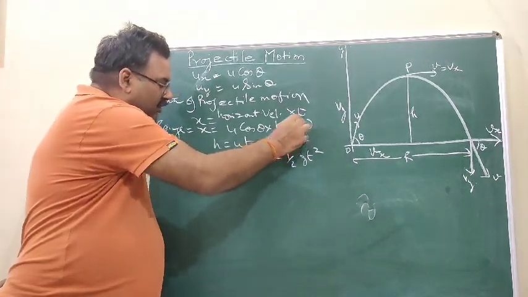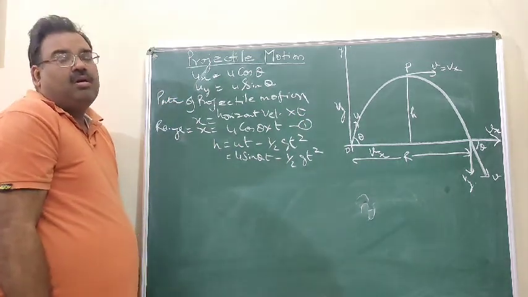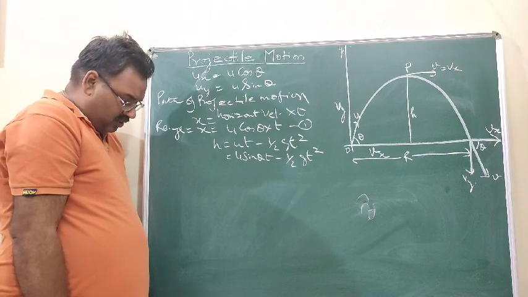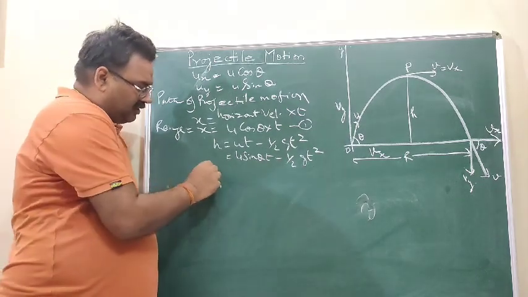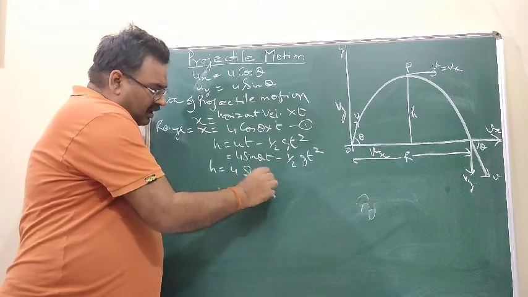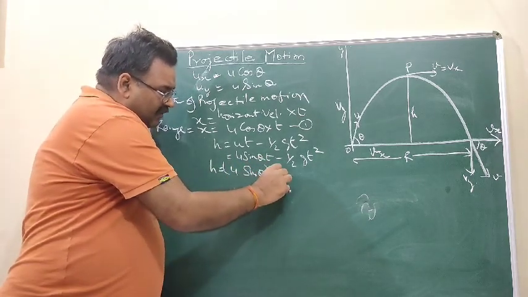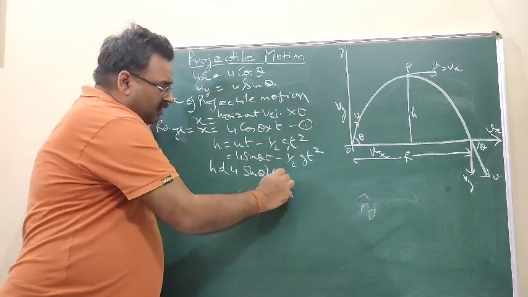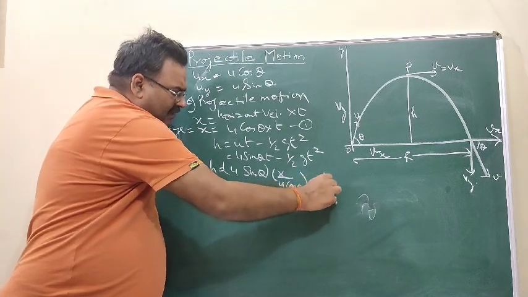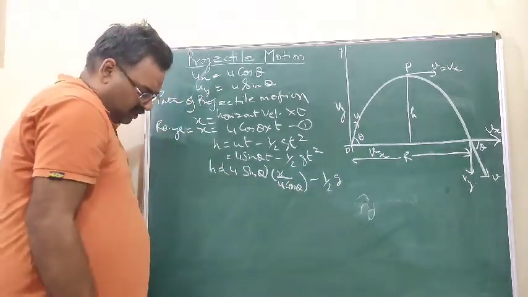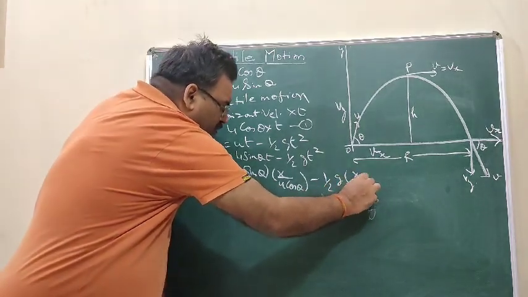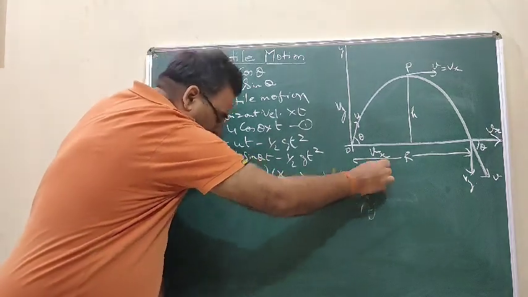We will take out the value of t. t is equal to x upon u cos theta. So we will substitute the value of t. h is equal to u sin theta into, in the second bracket, x upon u cos theta, minus half g of t square, where t square is x upon u cos theta whole square.